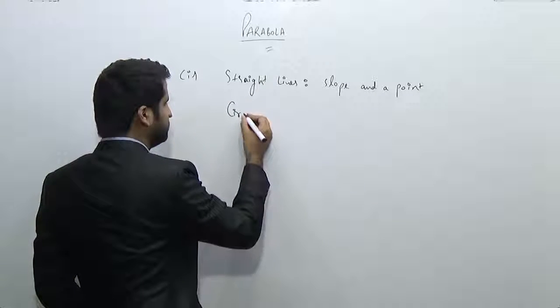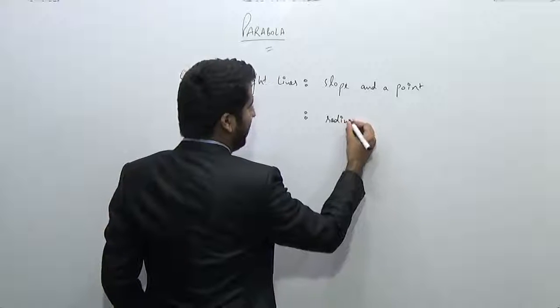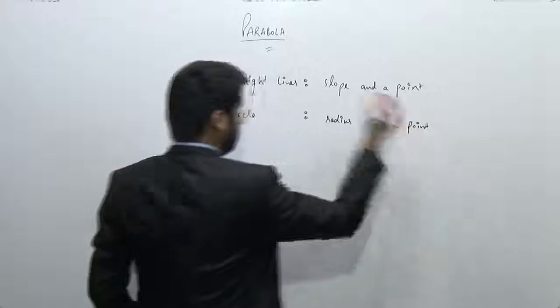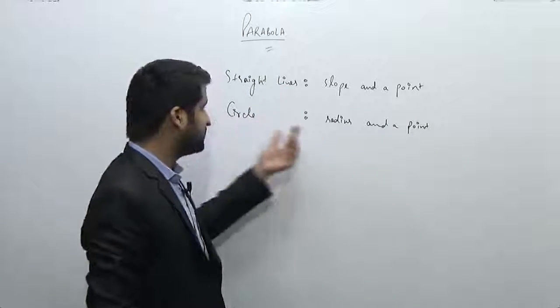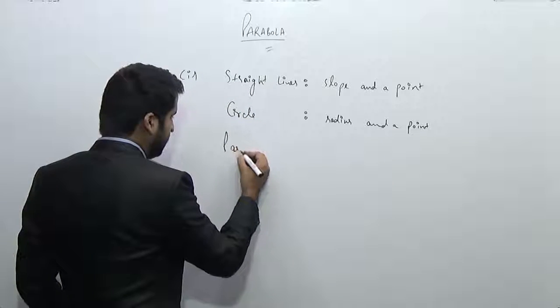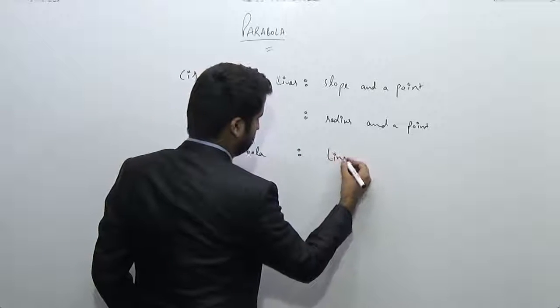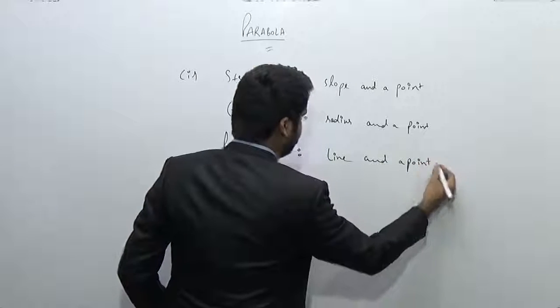To draw a circle, we use two things. First was radius and second is obviously a point. We always need a point to draw any of the conics, or any straight line or circle. So to draw a circle, we use a radius and a point. Now in case of a parabola, we'll use a line and a point.